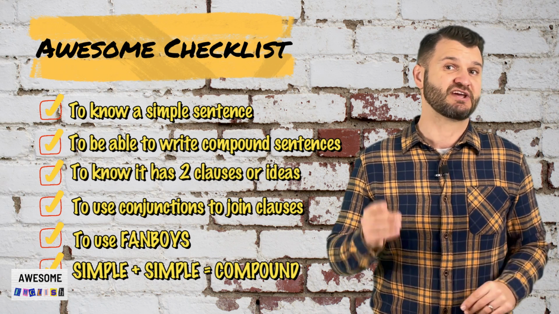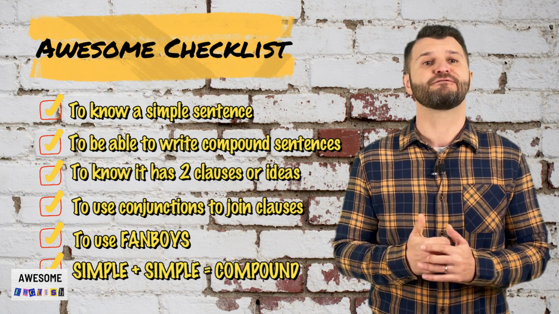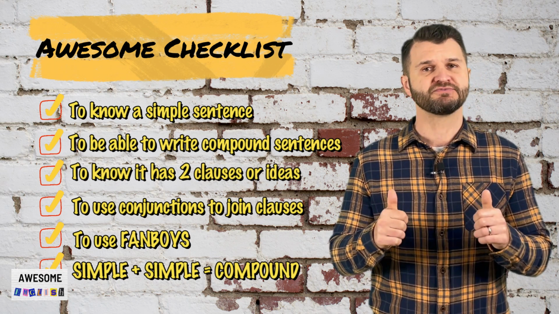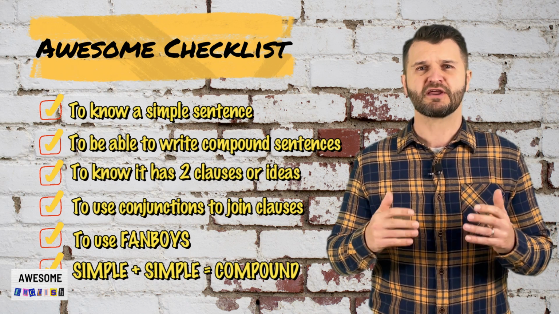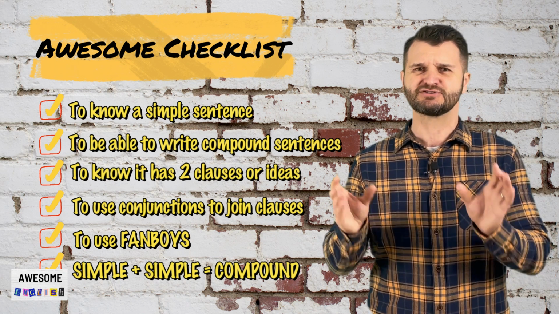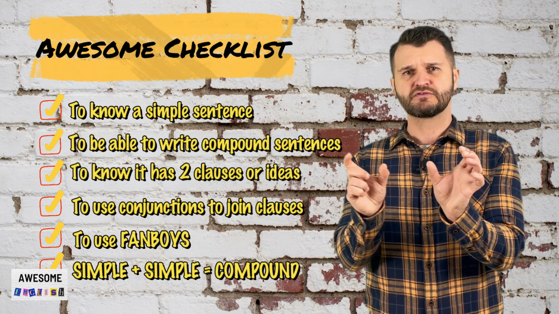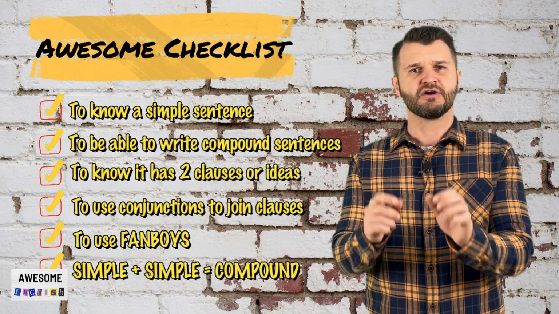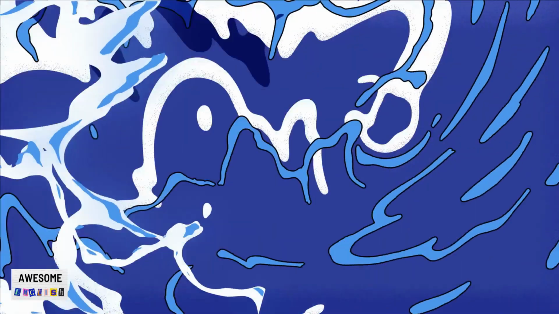They're conjunctions. Can you remember what they are? And finally, give me another thumbs up if you now know that a compound sentence is basically two simple sentences glued together with a conjunction. All right guys, let's keep moving.